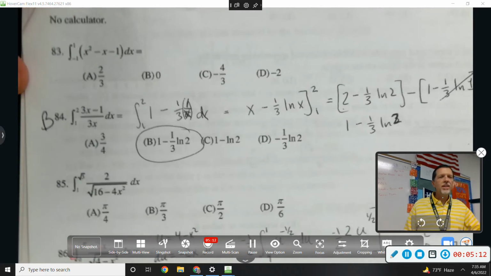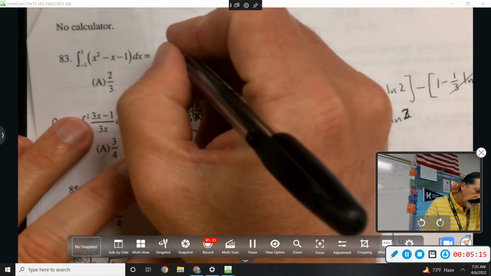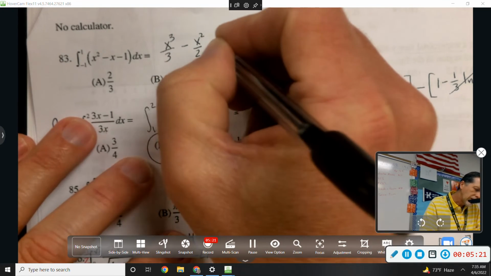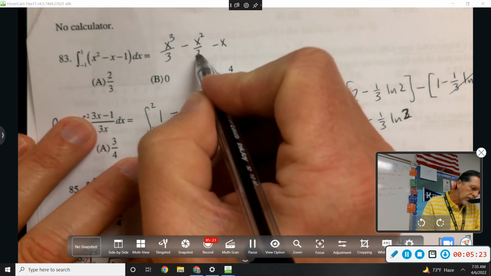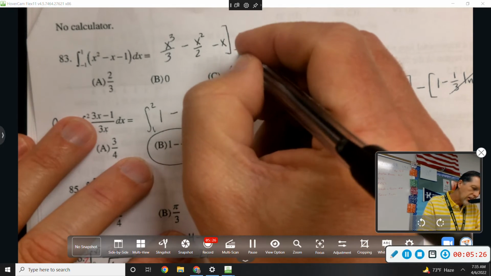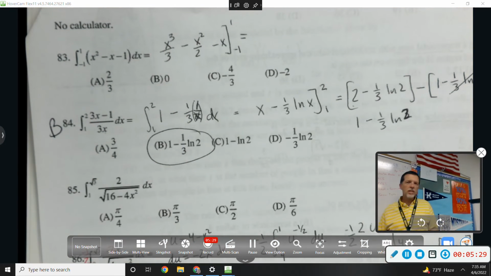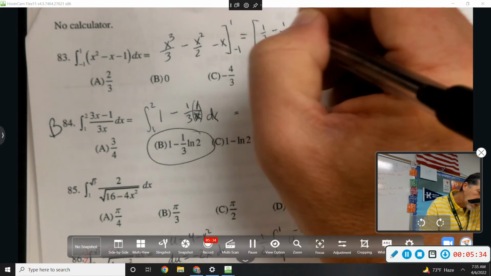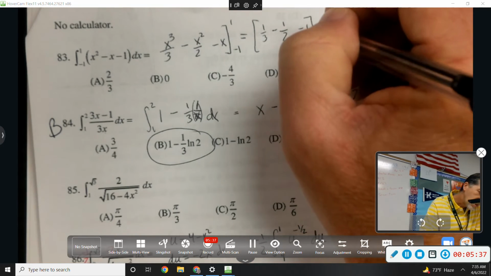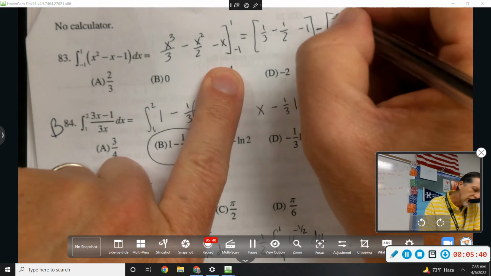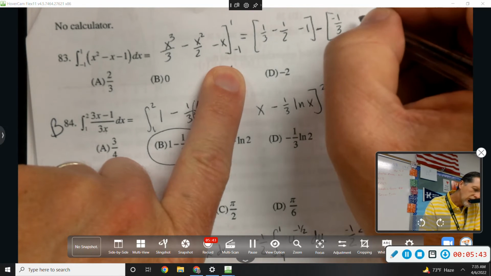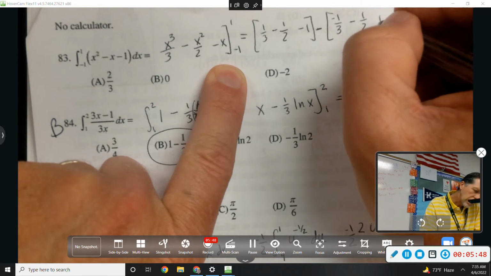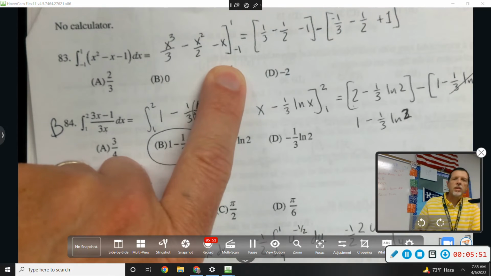83. Yes, so that one, just straightforward power rule all the way down. X cubed over 3, x squared over 2, minus x, from negative 1 to 1. So if I plug in 1, 1/3 minus 1/2 minus 1, minus, plug in negative 1, negative 1/3 minus 1/2 plus 1. Keep all those negatives straight.